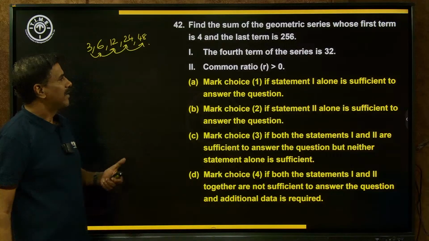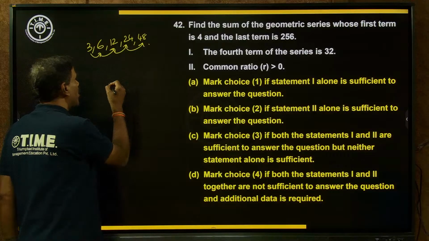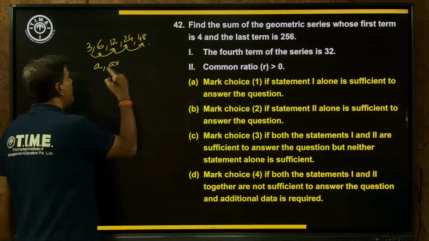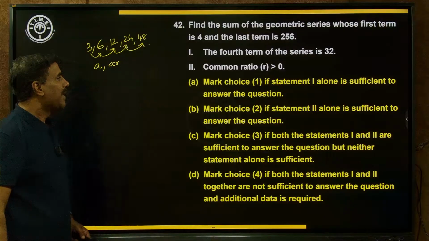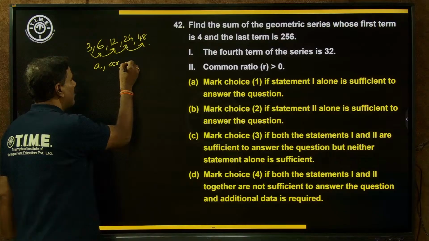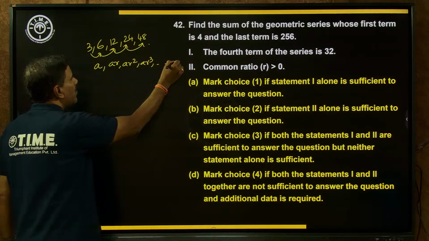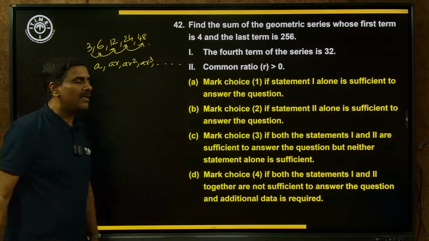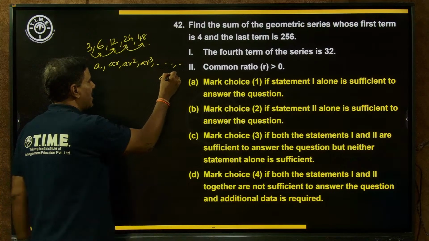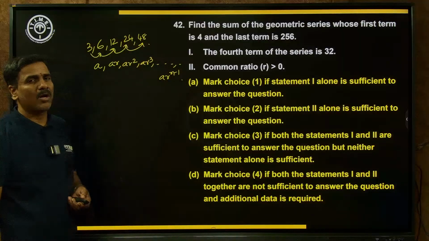In general, how do we represent terms in geometric progression? If the first term is taken as A, the term with which we are multiplying is known as the common ratio, R. The second term will become AR. Third term will become AR square. Fourth term will become AR cube. So on in that way we'll be having, right? And if the nth term or the last term is taken, the nth term is nothing but AR to the power of n minus 1.